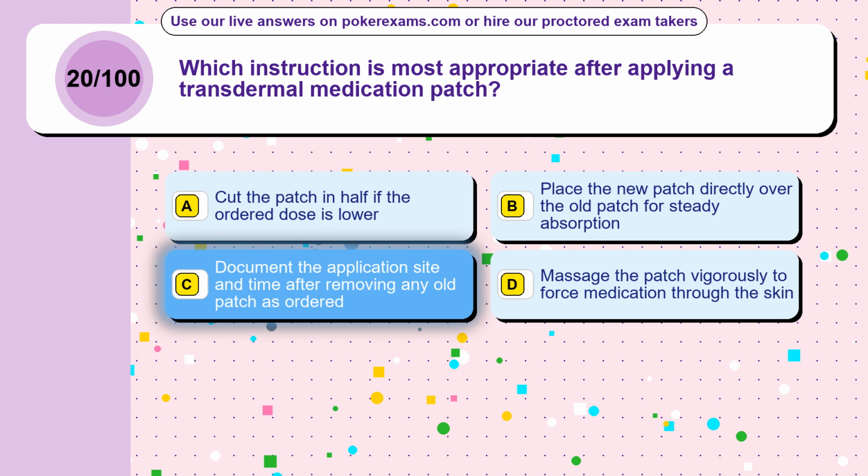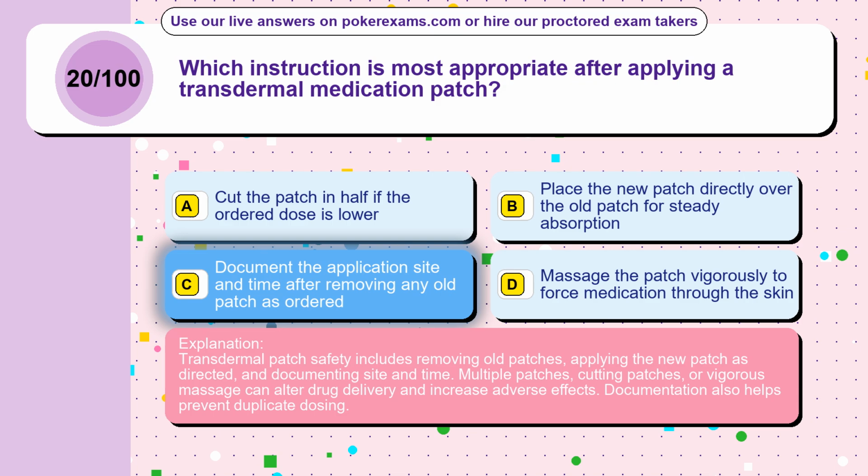Document the application site and time after removing any old patches ordered. Transdermal patch safety includes removing old patches, applying the new patches directed, and documenting site and time. Multiple patches, cutting patches, or vigorous massage can alter drug delivery and increase adverse effects. Documentation also helps prevent duplicate dosing.